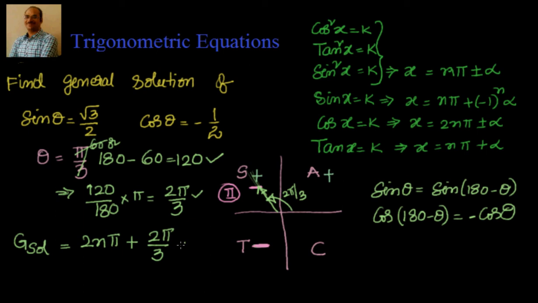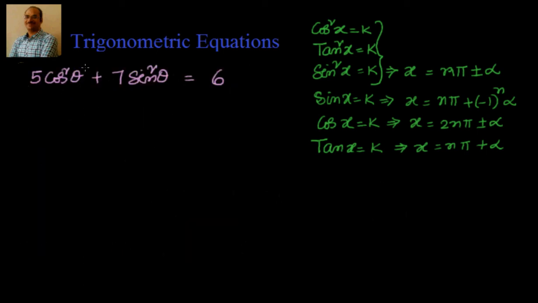Okay. Let us do one more problem. I hope you are okay with this. This is the equation: 5 cos square theta plus 7 sin square theta equal to 6. We have to find the general solution.